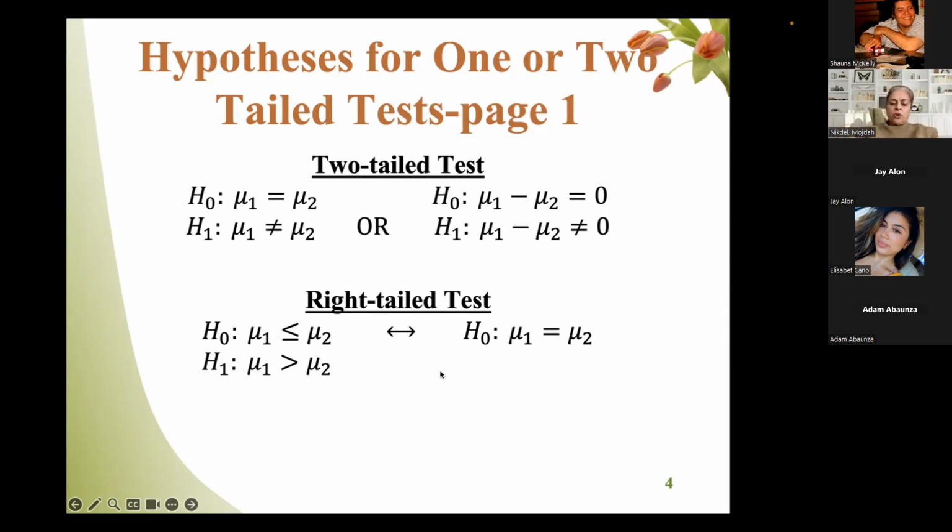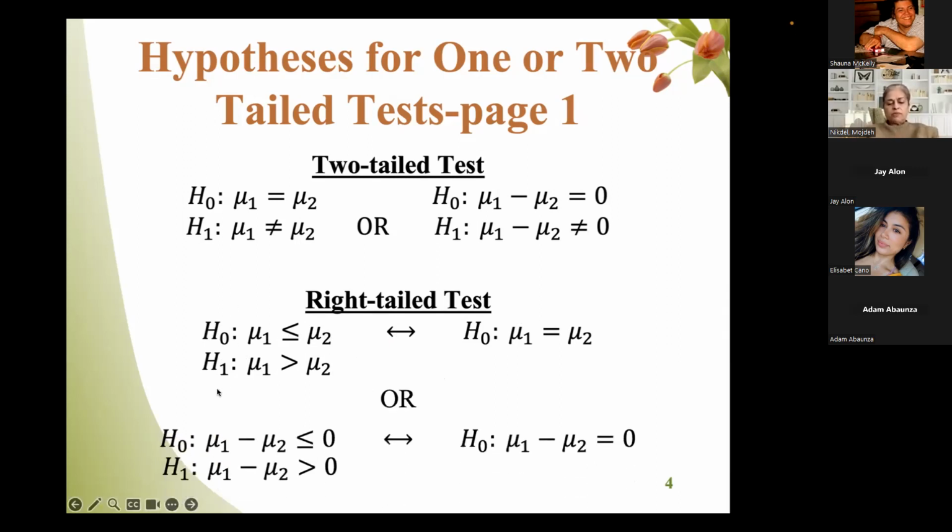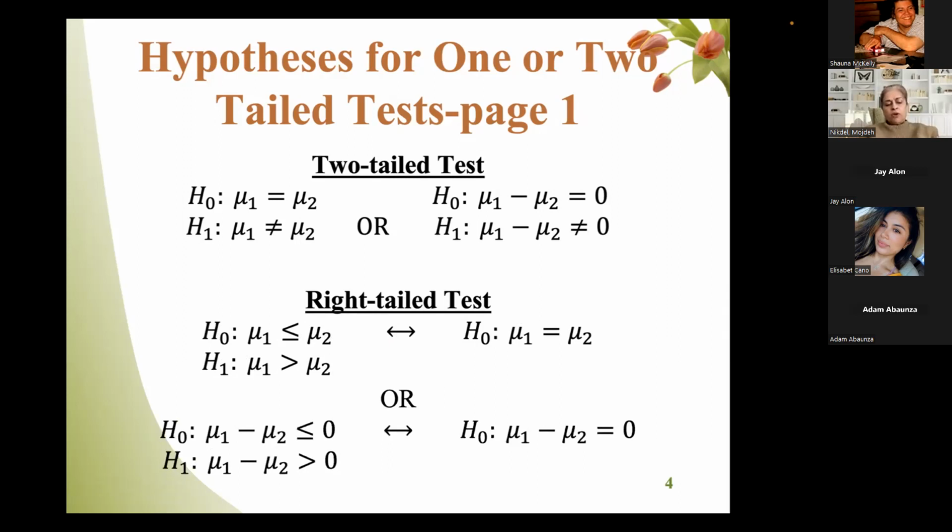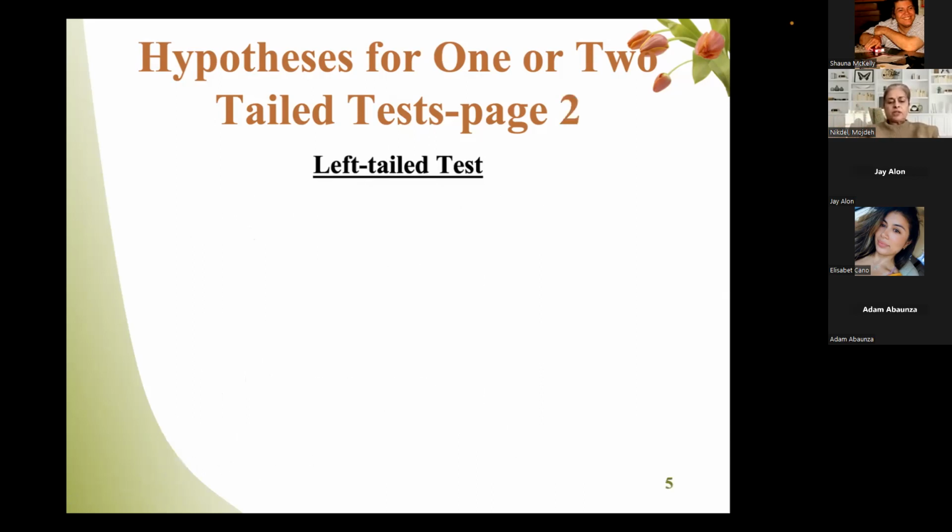Now, if you want to write the OR version, which I don't recommend, put everything on the left side of your symbols. So null, mu1 minus mu2 less than or equal to 0. Alternative, mu1 minus mu2 bigger than 0. Then the author's version for null, mu1 minus mu2 equal to 0. So we are comparing their mean. We are comparing their proportion. We are comparing their standard deviation.